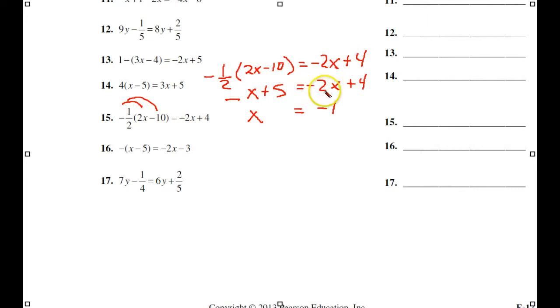And I'm just going to move this over, or in this case, add 2x. Add 2x, that gives me an x. Subtract 5 from both sides. That gives me a -1, and there's my answer.